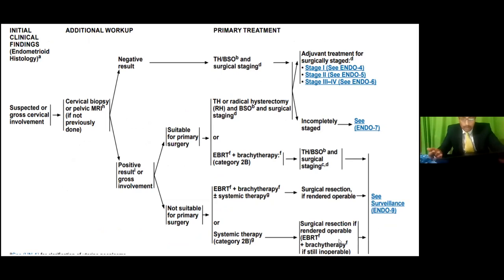So if it is positive and gross involvement is there, if the patient is feasible for surgery, we go for the total hysterectomy or the radical hysterectomy and bilateral salpingo-oophorectomy, or we can go for external beam radiotherapy or brachytherapy. Or if it is not feasible for surgery, then again EBRT or brachytherapy are the options. And again, after a total abdominal hysterectomy or radical hysterectomy, we depend upon the postoperative histopathology findings to decide whether to go for the adjuvant treatment or not.